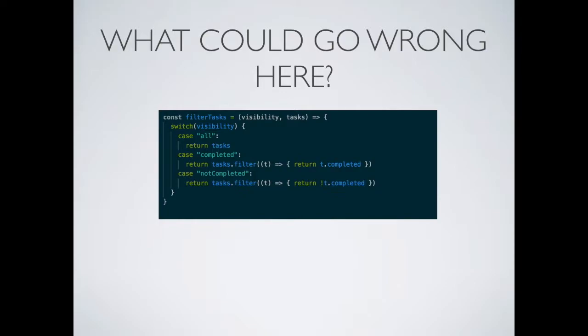So what if not completed? It will blow up again. And again, if visibility is not one of those, all, completed and not completed, what will happen then? It will return undefined, right? So, in the best case. Exactly. So again, what would happen if one of the task properties is misspelled, like completed?